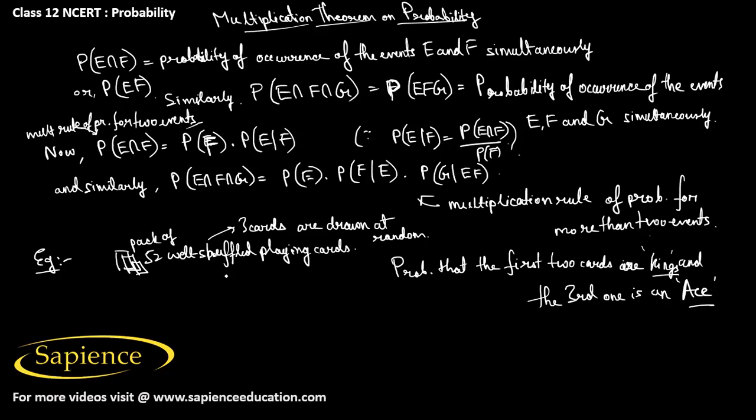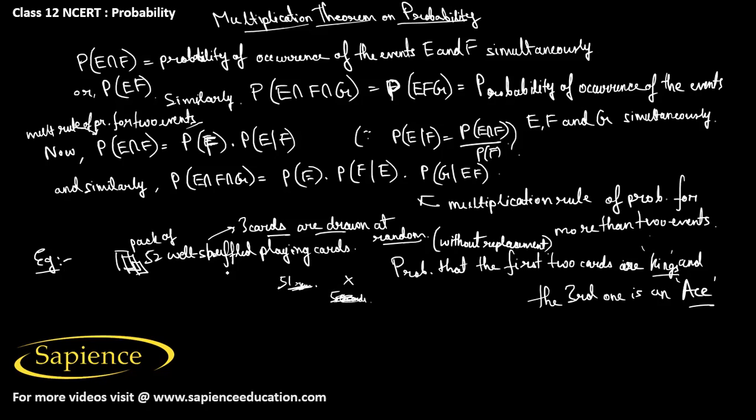Here it is told that the three cards are drawn at random and without replacement. Without replacement means that if we draw the first card, we should not replace it. After drawing the first card, we will have 51 cards remaining, and after drawing the first two cards, we will have 50 cards remaining.